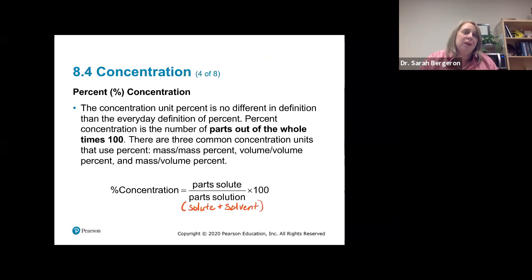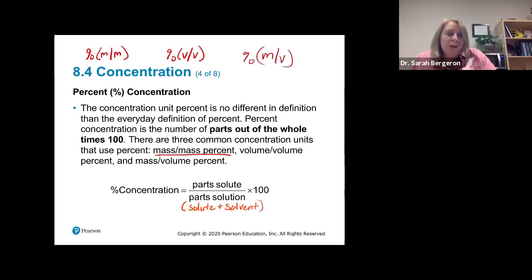Sometimes we express concentration as a percent. It's just like a regular percent, because a percent is the number of parts out of a whole times 100. It's the same thing in chemistry, thank goodness. There are three really common concentration units that use percent. We call that mass percent, and a lot of times we'll abbreviate it as percent and then put m. It could be volume percent. We say it's a percent, and then put in parentheses behind it what units we're using. You could also have it as mass per volume. Any one of the three is common. Just remember that's the parts, whatever the parts are, over the total. And remember, the total is the solution, so the solution is the solute plus your solvent, times 100.